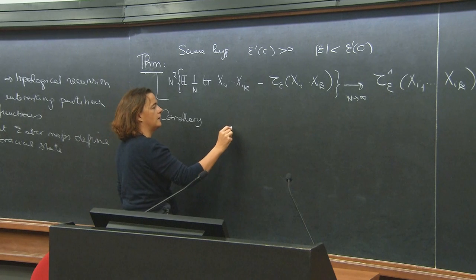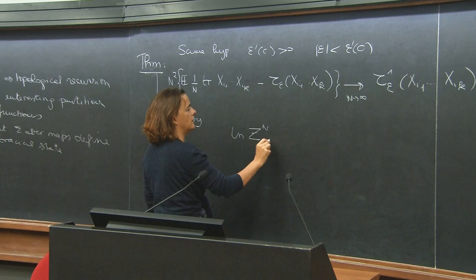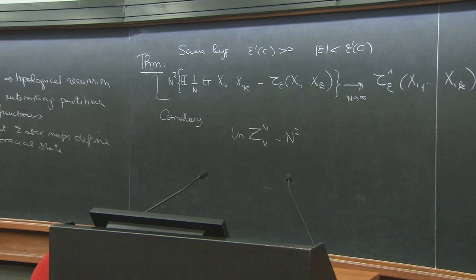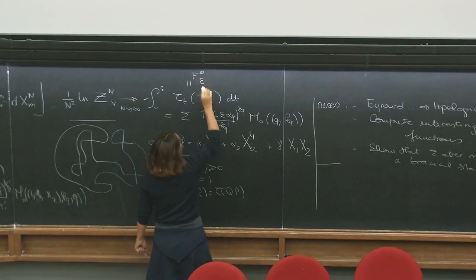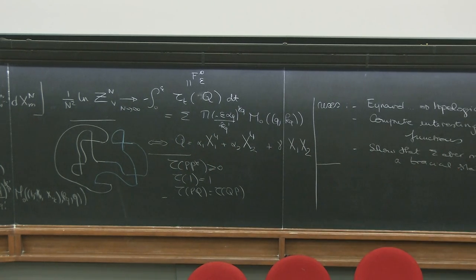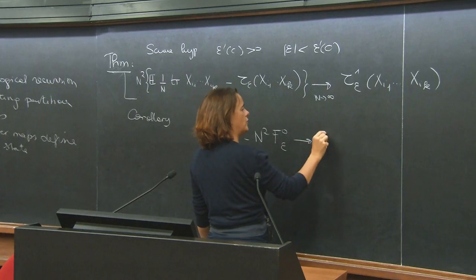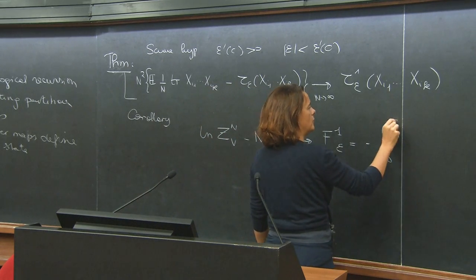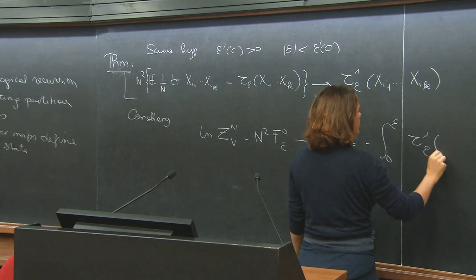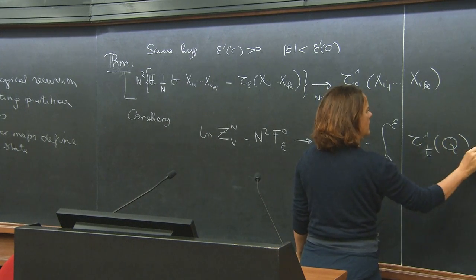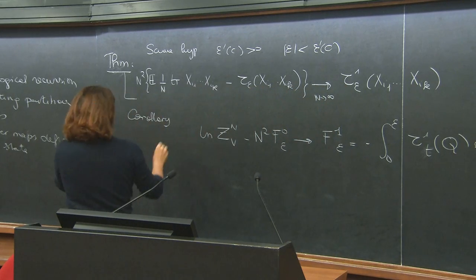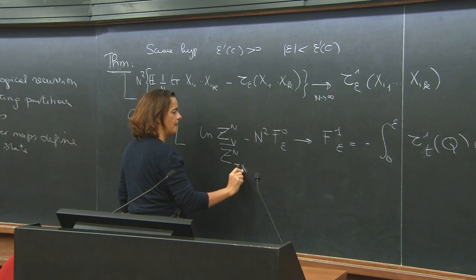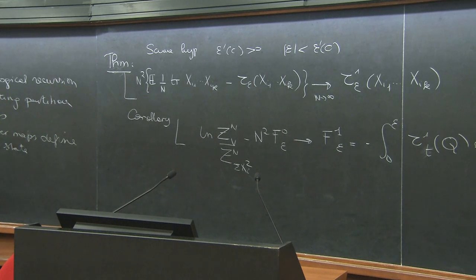as yesterday, we can see that if we look at the log of the partition function, minus n square times F0 epsilon, this will converge towards F1 epsilon, which is going to be this time minus the integral from 0 to epsilon of tau 1. Okay, why? Because again, remember, I should have written this. Here also I forgot this, and this is important.